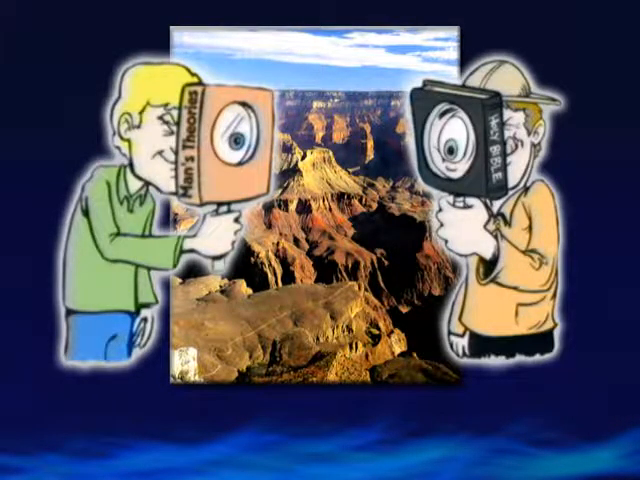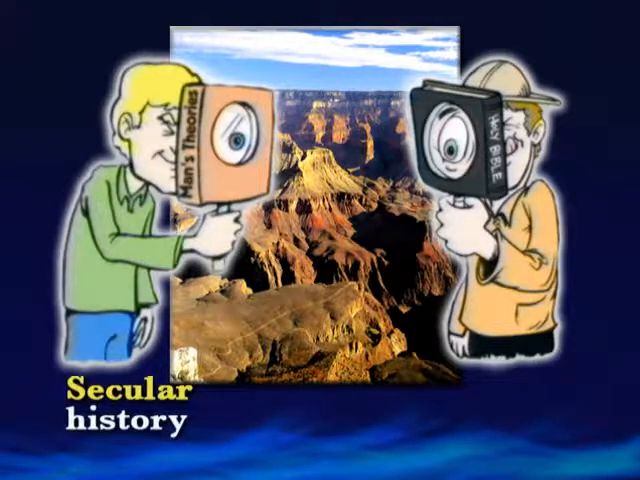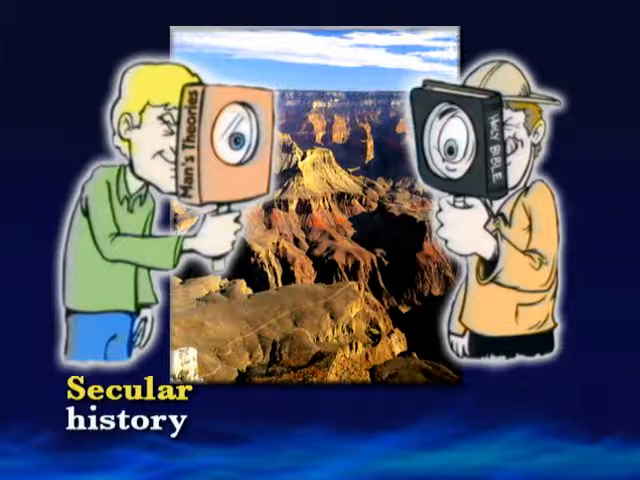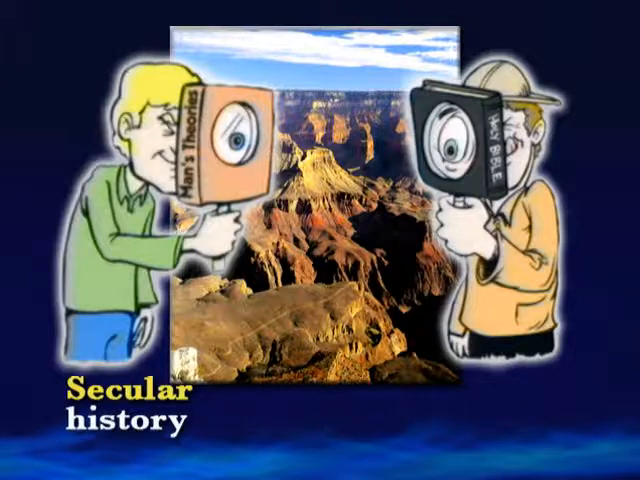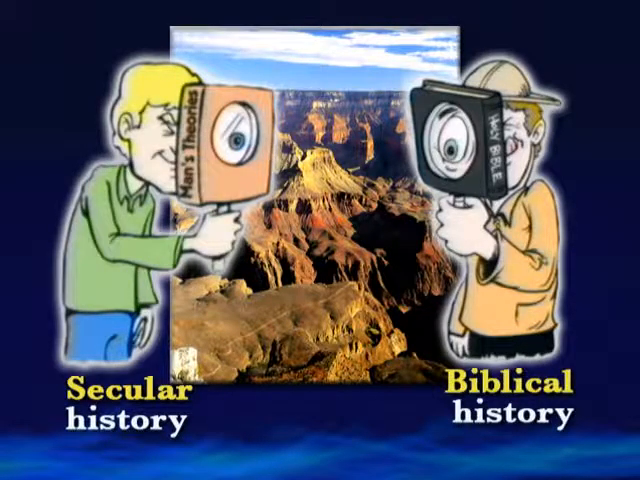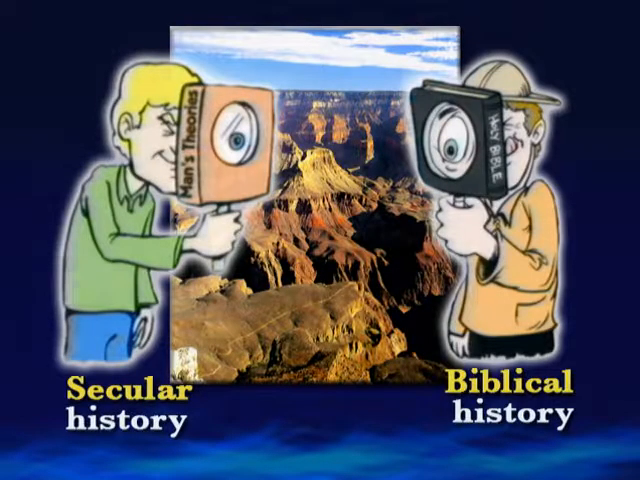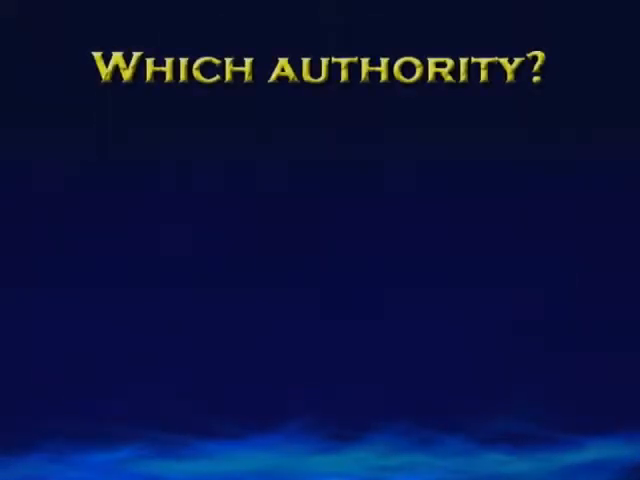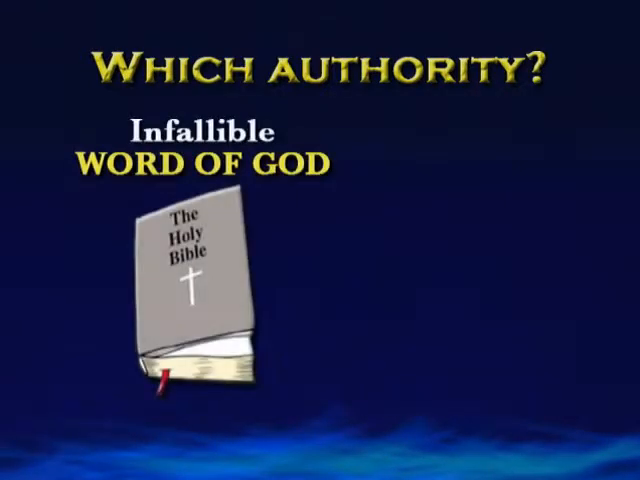The secular historical view is really based on an atheistic view of the world, and so it's ruled out the flood before it's ever looked at the evidence. But if you look at the same rocks with a biblical understanding of history, you will see that they confirm what the Bible says. So the real issue here is, what is our authority? Is our authority the infallible Word of God, who was there at the beginning, who knows everything, who always tells the truth, who never makes mistakes, who inspired men to write the Scriptures without error?